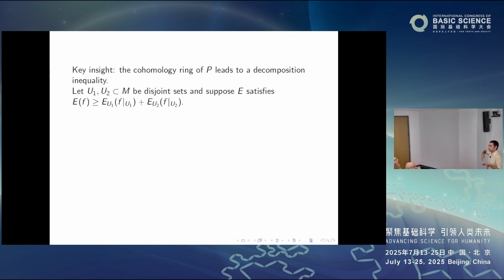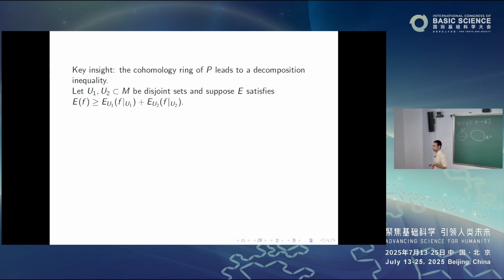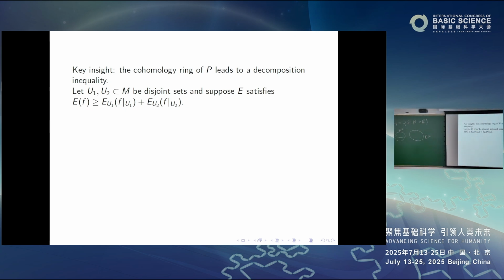Well, if you multiply the function by a constant, the volume of the zero set doesn't change.